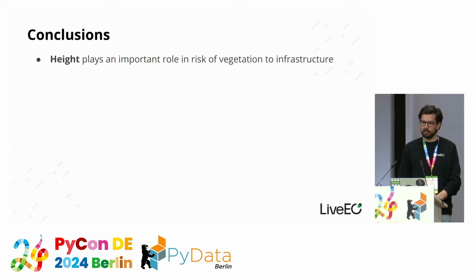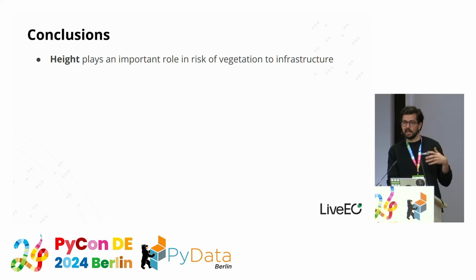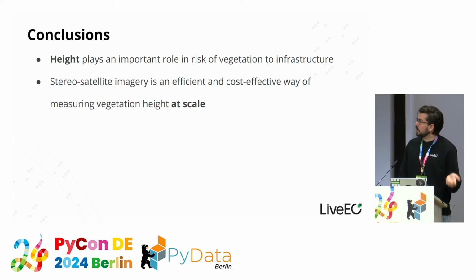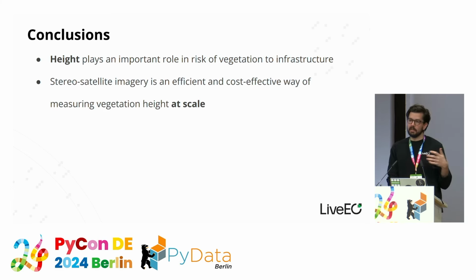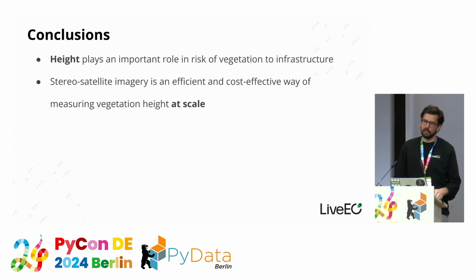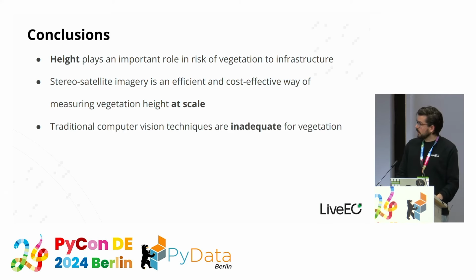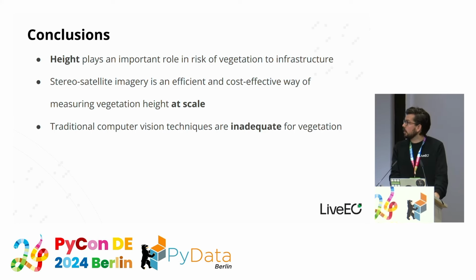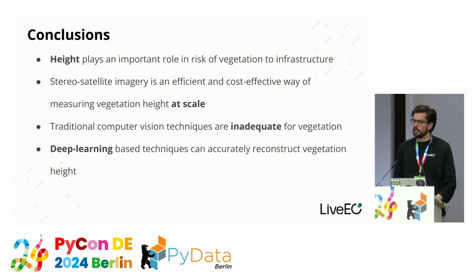And yeah, a couple of conclusions. I hope I've convinced you that height plays an important role in the risk that vegetation poses to infrastructure. Stereo satellite imagery is an efficient and cost-effective way of measuring vegetation height at scale, which is very important. We're not measuring single trees here, we're measuring thousands of kilometers of power lines, as an example. Traditional computer vision techniques, while interesting, are inadequate, especially in the case of vegetation. And deep learning-based techniques can overcome these limitations and accurately reconstruct vegetation height for us, making it possible for us to solve these problems.